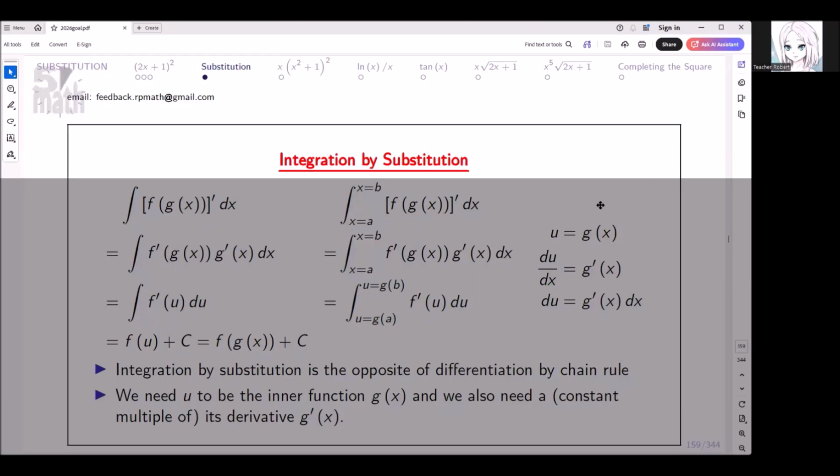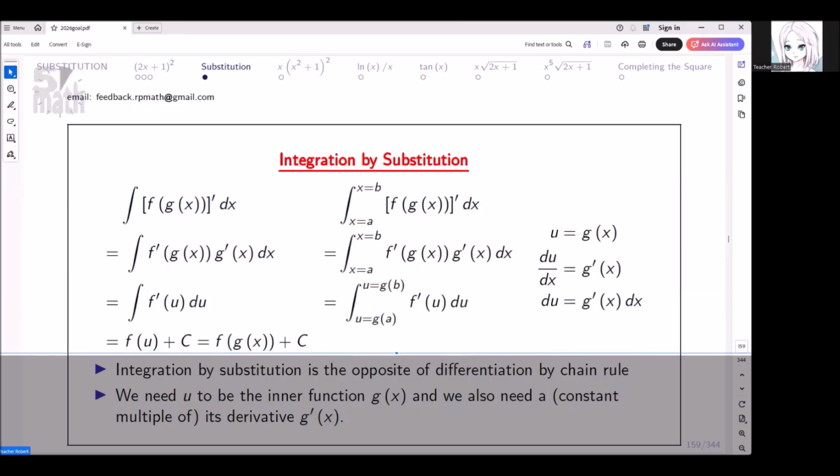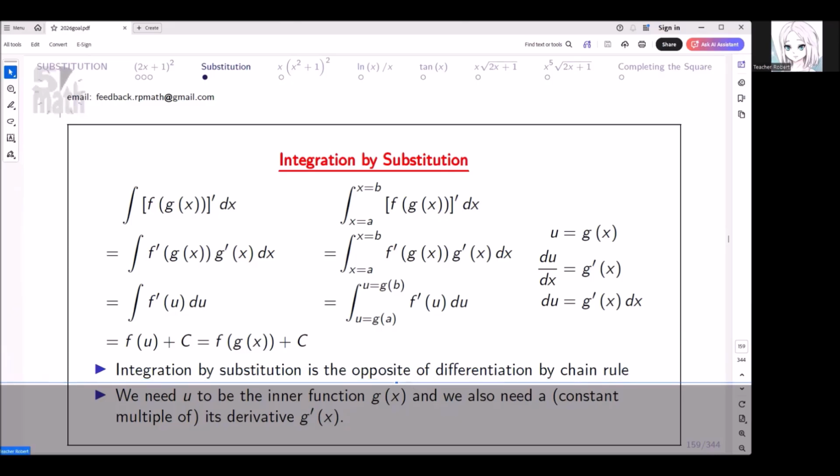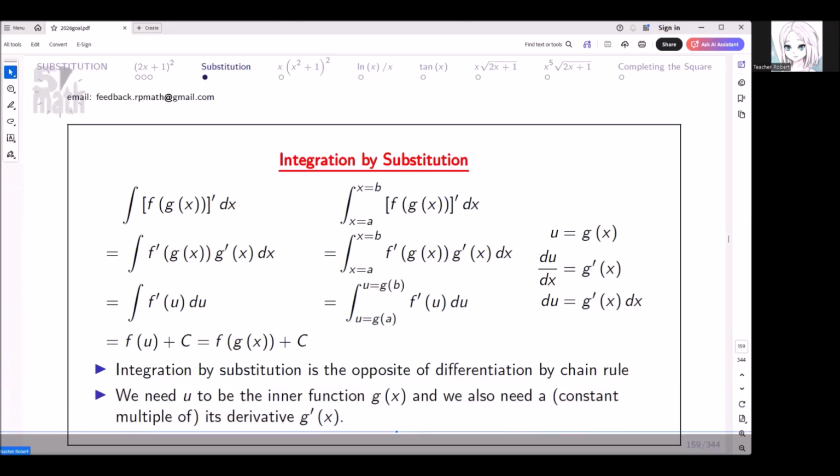Integration by substitution. Here are the details. Integration by substitution is the opposite of differentiation by chain rule. We need u to be the inner function g of x, and we also need a constant multiple of its derivative, g prime of x.